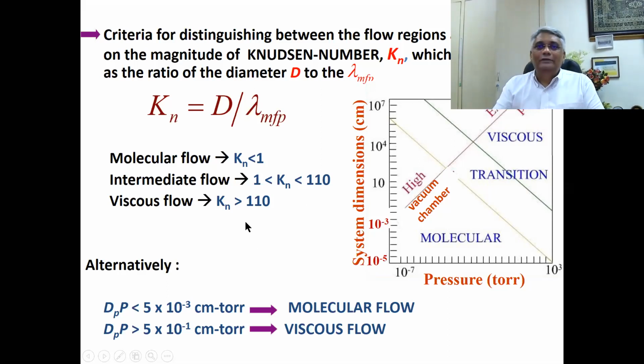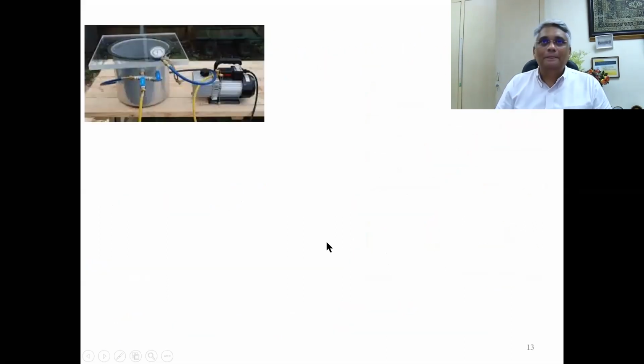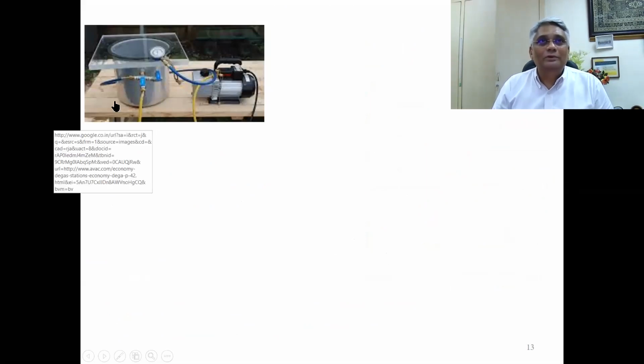Alternatively, if you want to express this in terms of proper dimension pressure units, so you have dP times P, dimension times P, pressure. If it is less than 5 into 10 raised to -3 centimeter torr, you're in the molecular flow regime. And if this product is greater than 5 into 10 raised to minus 1 centimeter torr, you're in the viscous flow regime. That's it.